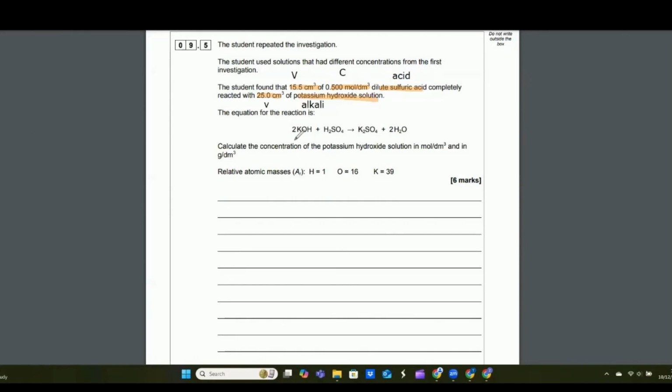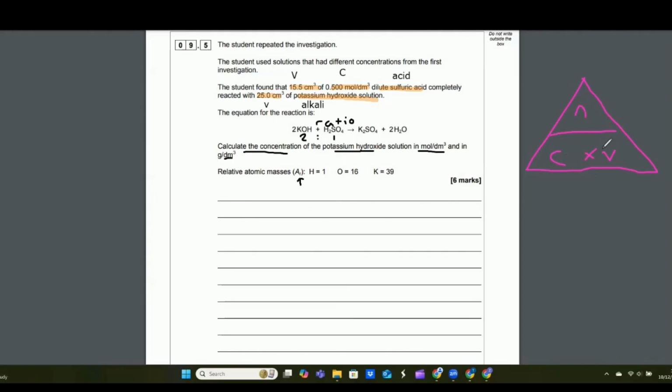We've been given the relative atomic masses, and what you should do is go through, highlight all the numbers and write down what the values are. So 15.5, that's a volume. 0.5 mol per dm³ is a concentration. Again, we've been given 25, that's a volume. We've got a ratio. You always work out the ratio of the two chemicals they're talking about. And then it says calculate the concentration of potassium hydroxide in mol per dm³.